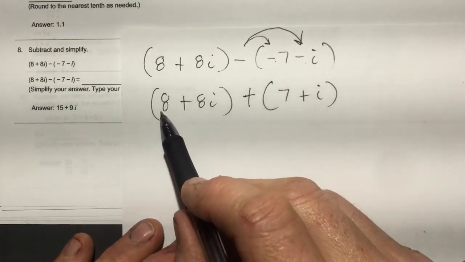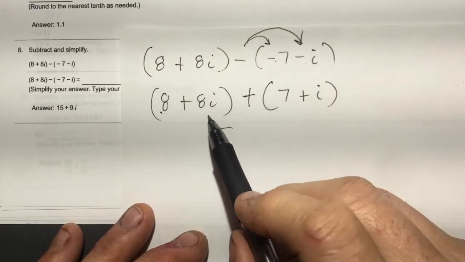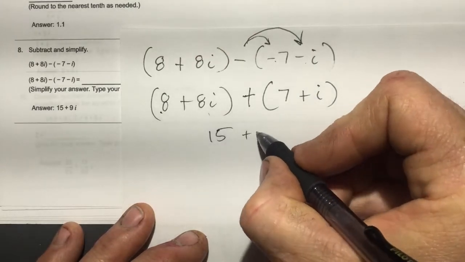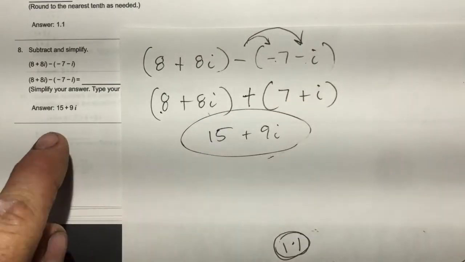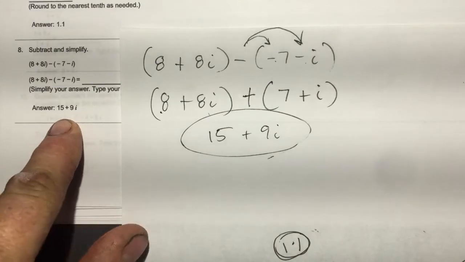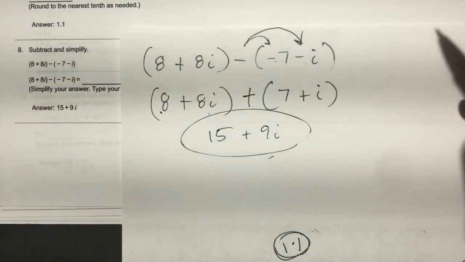And now I can add them. So 8 plus 7 would be 15. And then 8i plus another i would be 9i. So it should be 15 plus 9i, and that is right. Okay. Now, let me do this.